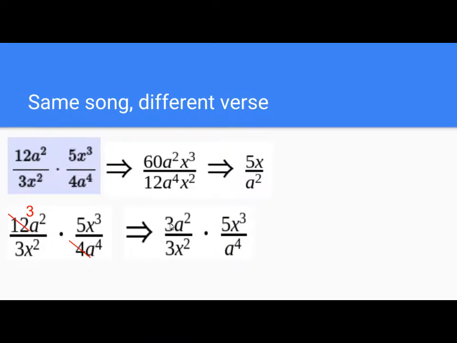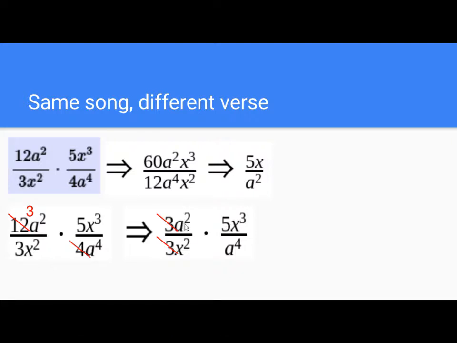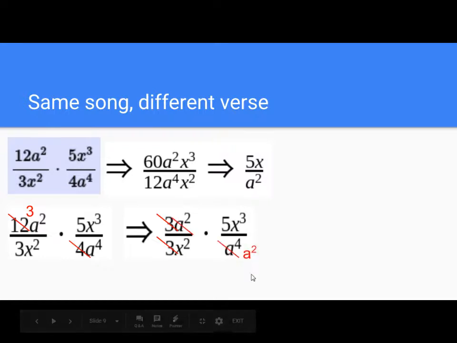3 over 3, well, there's another one. 3 divided by 3, and so that's 1 for both of those. And the 5 I'm kind of stuck with. If I look at the a's, I've got 2 a's in the numerator and 4 a's in the denominator. So if I take those 2 a's away in the numerator, and take 2 a's away from the denominator, I'd be left with 2 a's in the denominator.